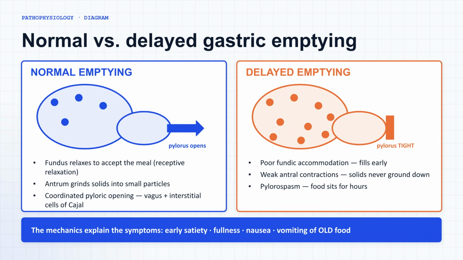Now compare the delayed stomach on the right. The fundus does not relax well. Antral contractions are weak. The pylorus stays tight, and food simply sits. Notice what that produces clinically: early satiety, fullness, nausea, and vomiting of old food. The mechanics explain every single symptom. Notice one more consequence. Solids empty poorly while liquids often still pass, which is why a liquid diet helps.